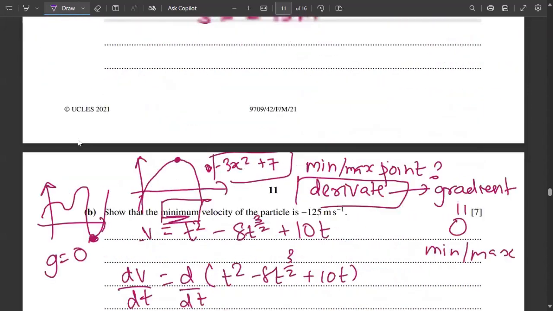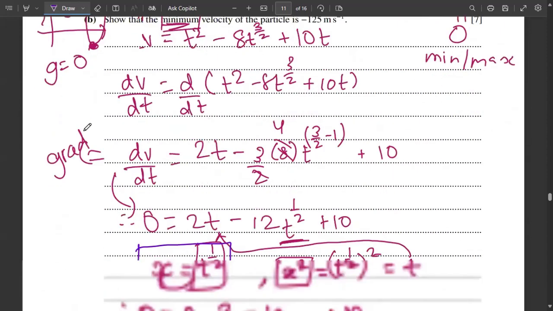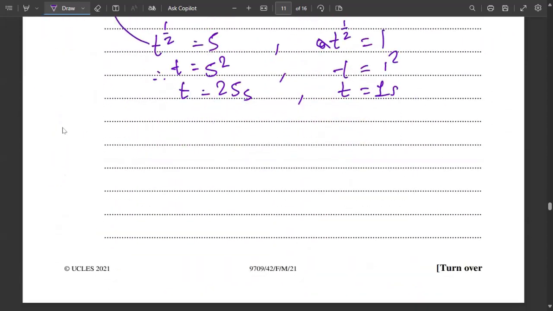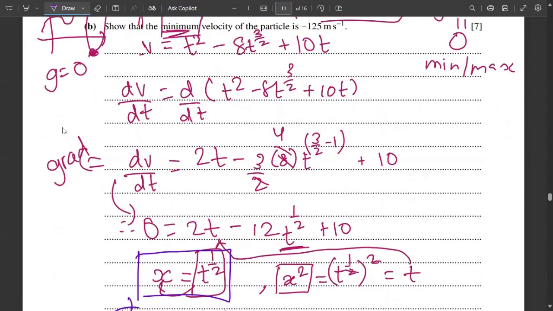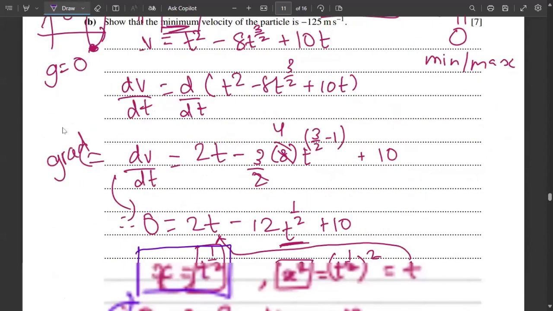And now what else? What do we have to do? We have to find the minimum velocity. Now we have the velocity equation. One second, let me check. t squared minus 8t raised to 3 by 2 plus 10t.